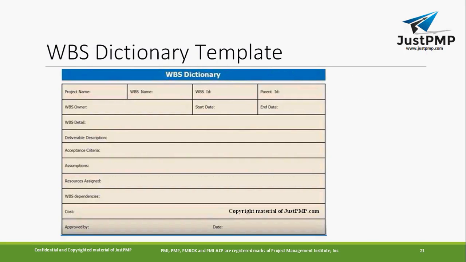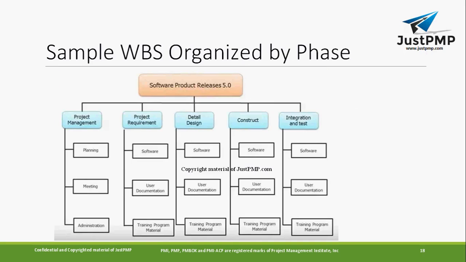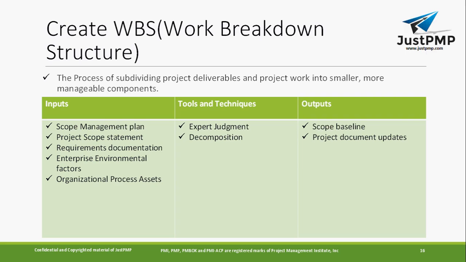Okay, so the scope baseline basically consists of the project scope statement plus the WBS and the WBS dictionary. So what is this? A project scope baseline consists of three things: the project scope statement, the WBS and the WBS dictionary. And then you will have project document updates. These are basically the work breakdown structures.